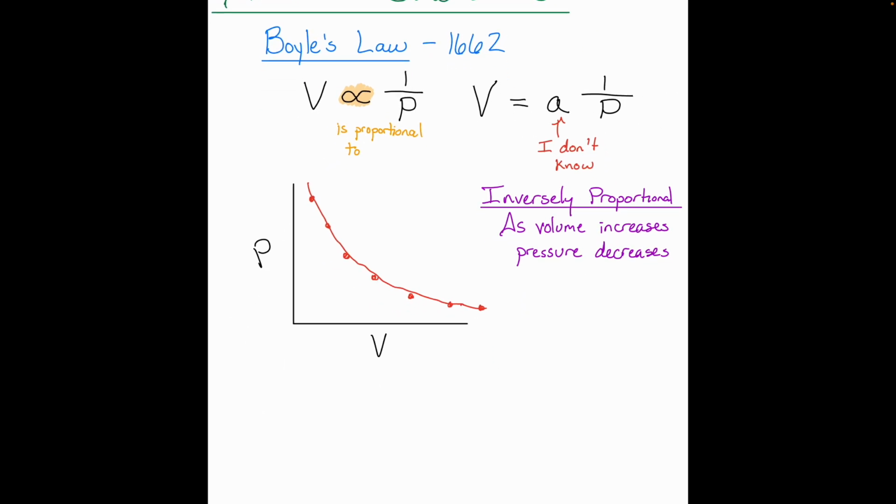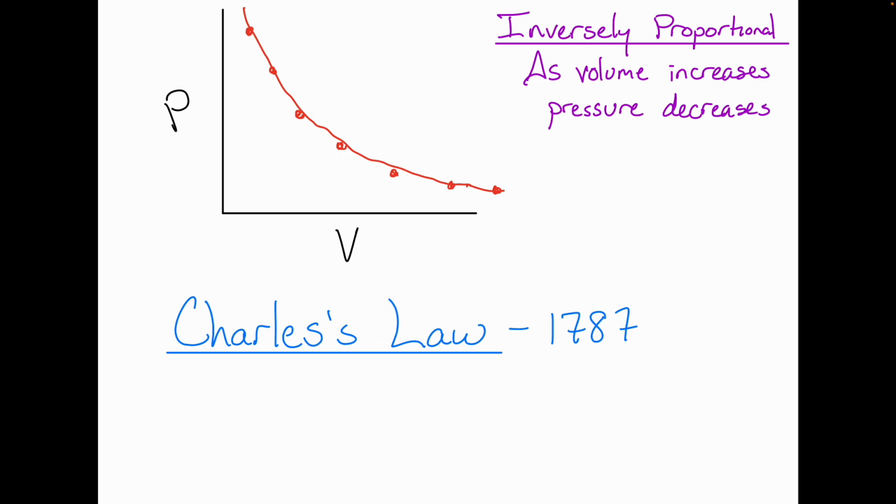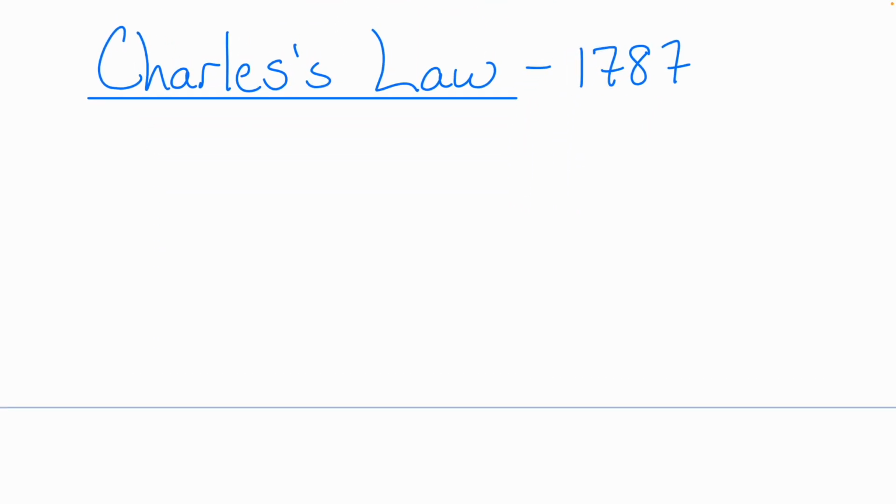All right, next up was Charles's law. Charles's law was credited to a 1787 publication. So again, not terribly recent. Charles's law found that the relationship between volume and temperature was that volume was proportional to temperature. Not inversely proportional, but what's called directly proportional. Again, I really suck at drawing that little symbol.